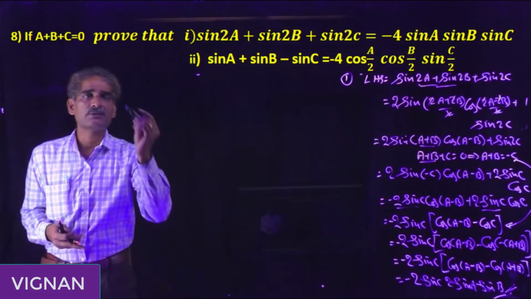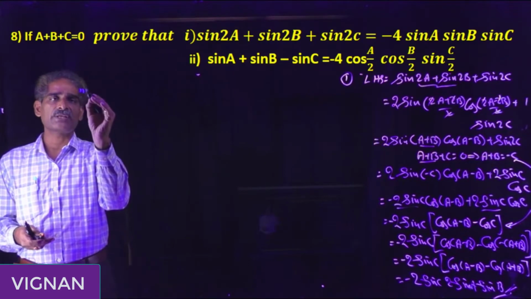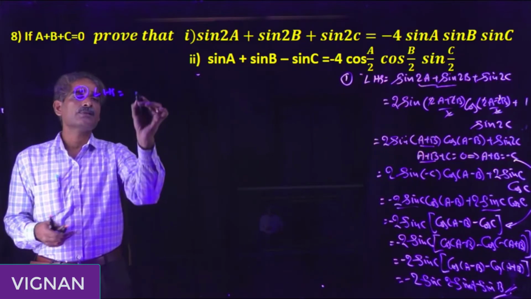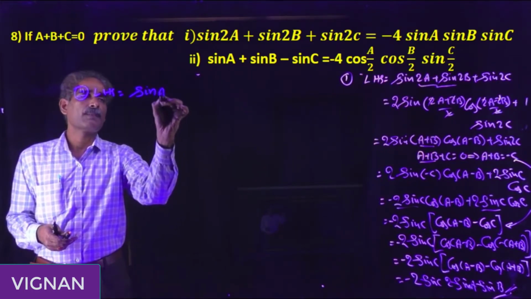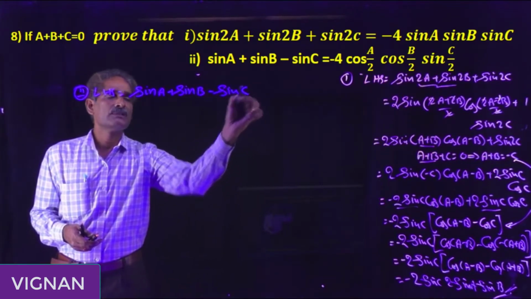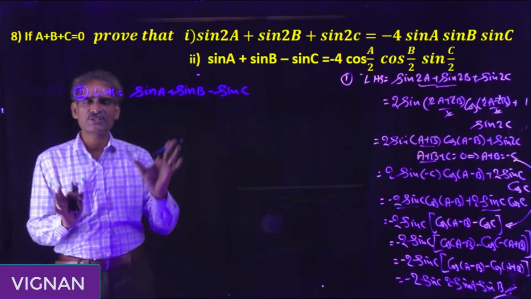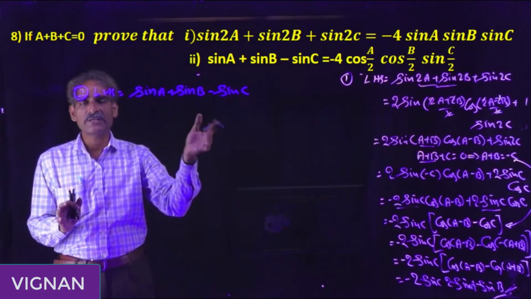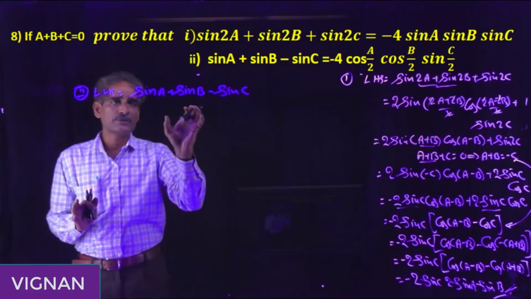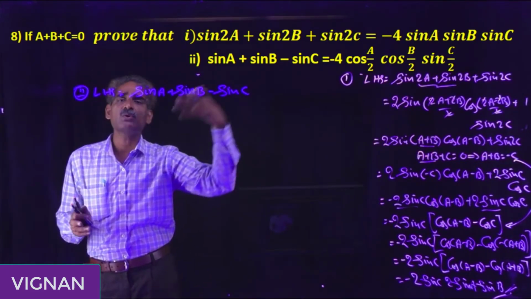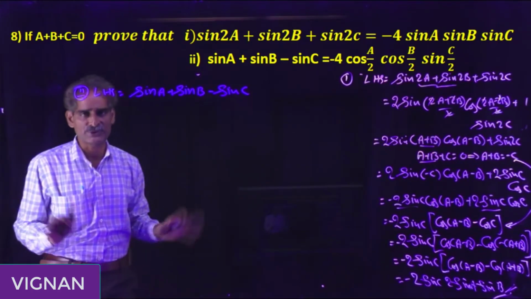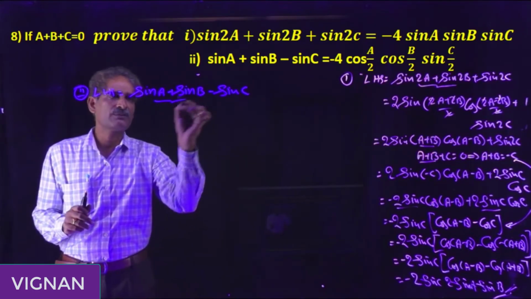Observe that. Now the second problem: take the left-hand side, sin a plus sin b minus sin c. Same procedure: apply the formula for any two terms and take the common factor, then apply the formula again for the remaining two. Our aim is to transform addition or difference into product with the help of the identity a plus b plus c equal to 0. So just apply the formula for these two.